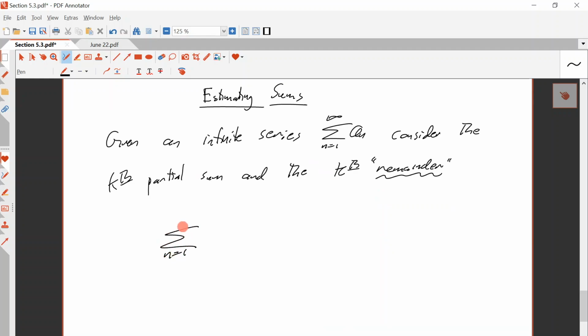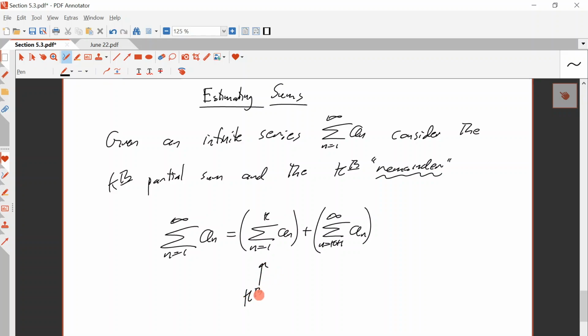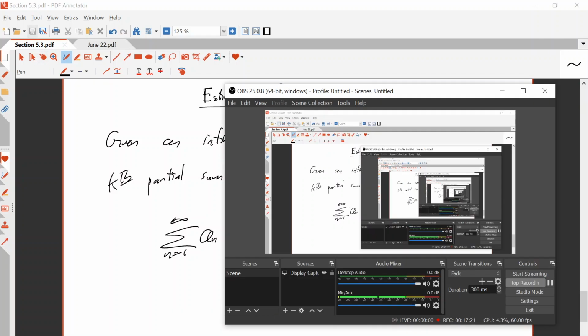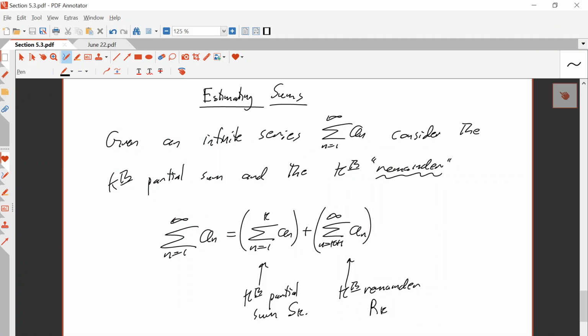So the sum n equals 1 to infinity a n is equal to the partial sum n equals 1 to k a n plus the sum n equals k plus 1 to infinity a n. This is the kth partial sum, Sk, and this is the kth remainder. We'll call it Rk. So the entire series is the kth partial sum from 1 to k, plus the kth remainder, the sum from k plus 1 to infinity.